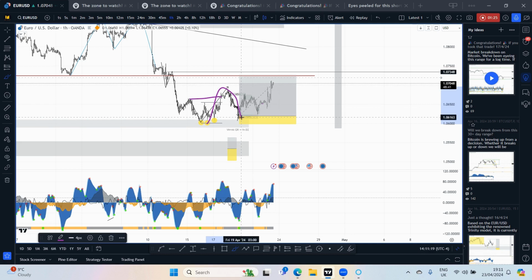We pull back, we have quite a deep pullback. Why did we pull back so deep? Well, we had a demand zone that was unmitigated over here. If you look at that and investigate that, you will see that. And as a result, we then go up.